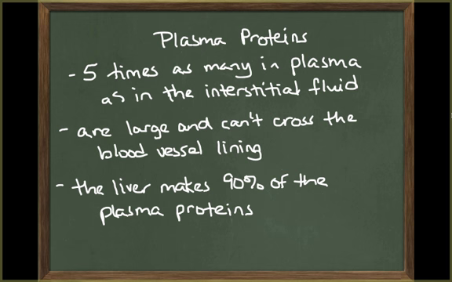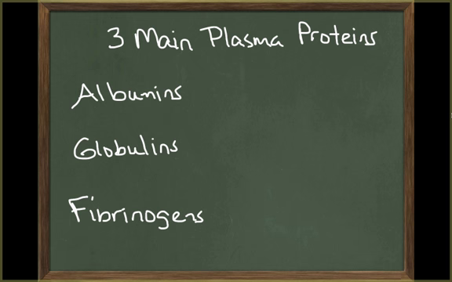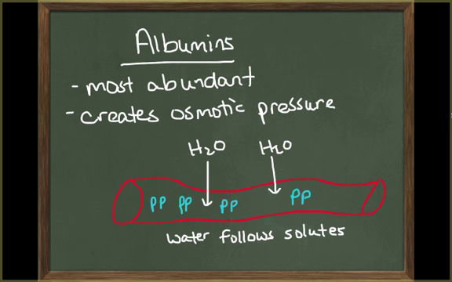On average, there are about 5 times as many plasma proteins in the blood as there are in the interstitial fluid. These proteins are large and can't cross the lining of the capillary walls, so they remain trapped within the bloodstream. The liver is the organ that synthesizes and releases more than 90% of the plasma proteins. The 3 main plasma proteins are albumins, globulins, and fibrinogens. Albumins are the most abundant plasma proteins and are the major contributors to the osmotic pressure of plasma. In other words, their presence in the blood causes water to be drawn from the interstitial fluid into the blood.